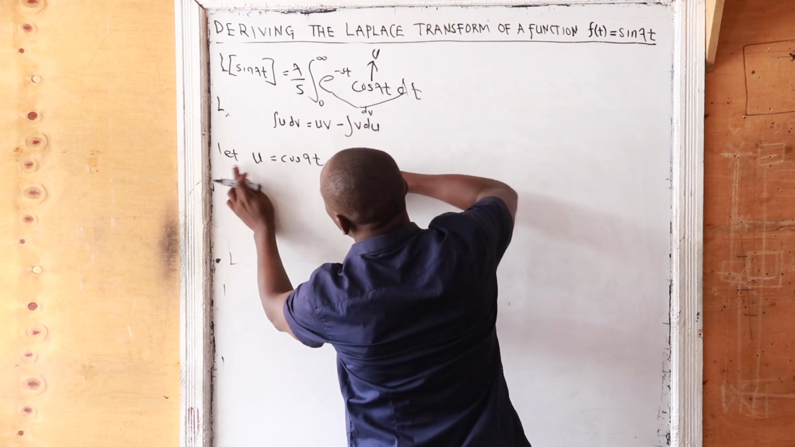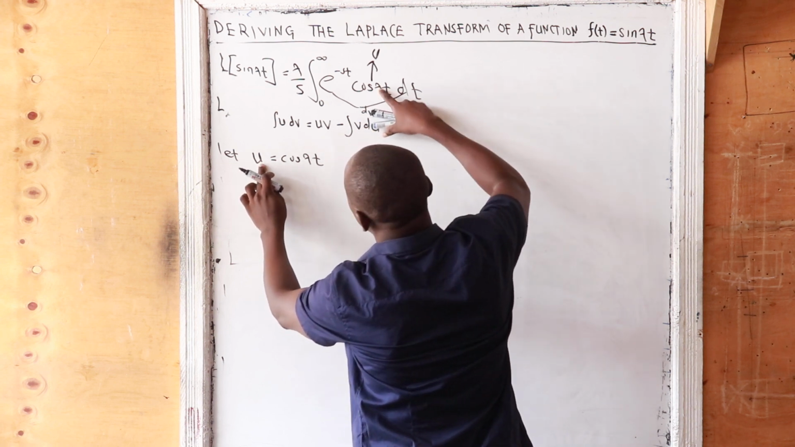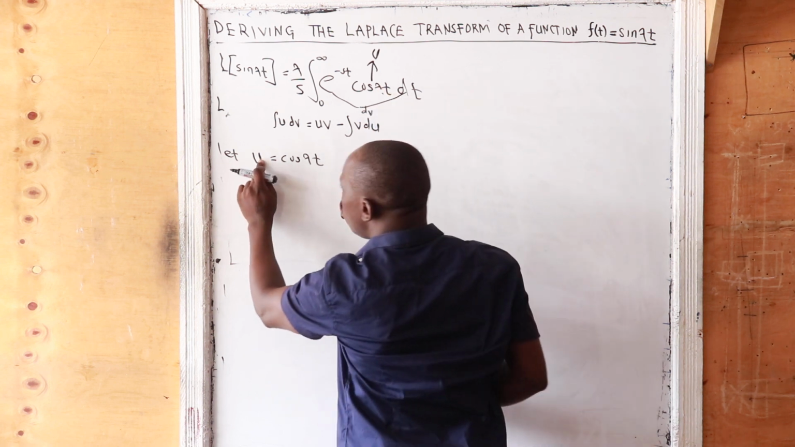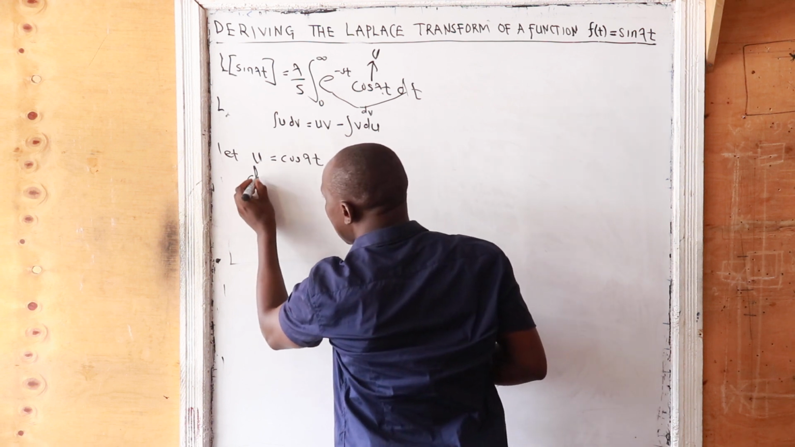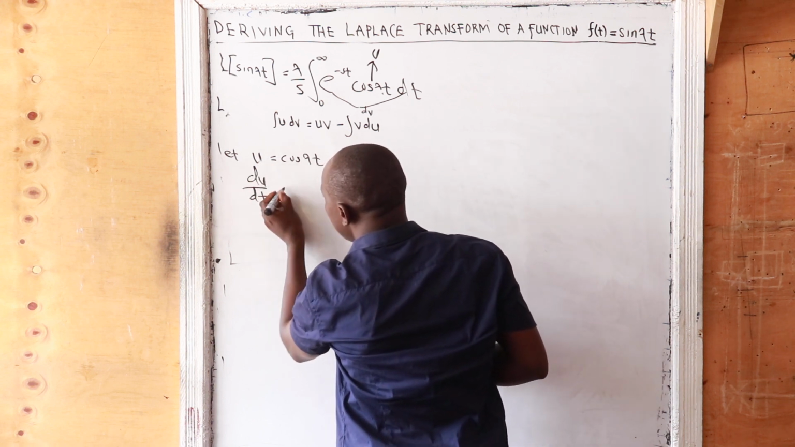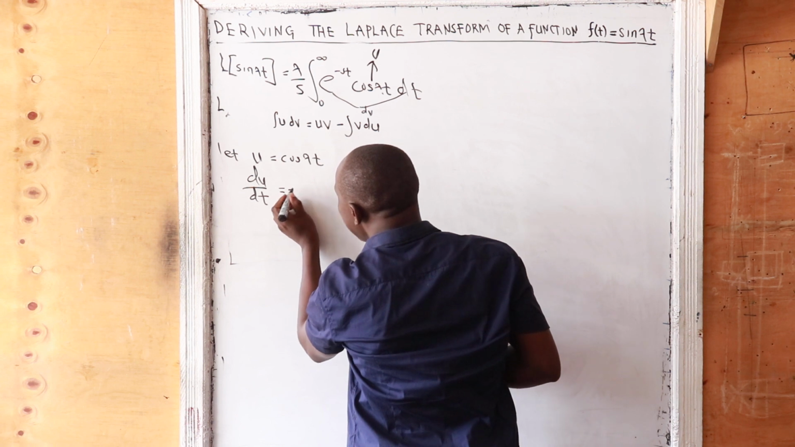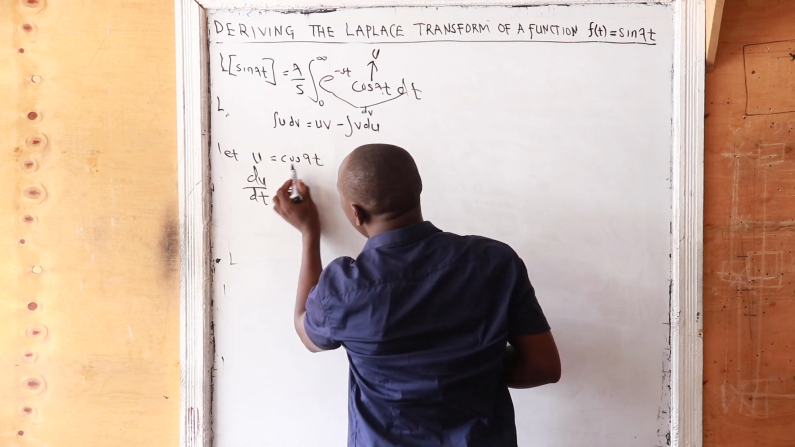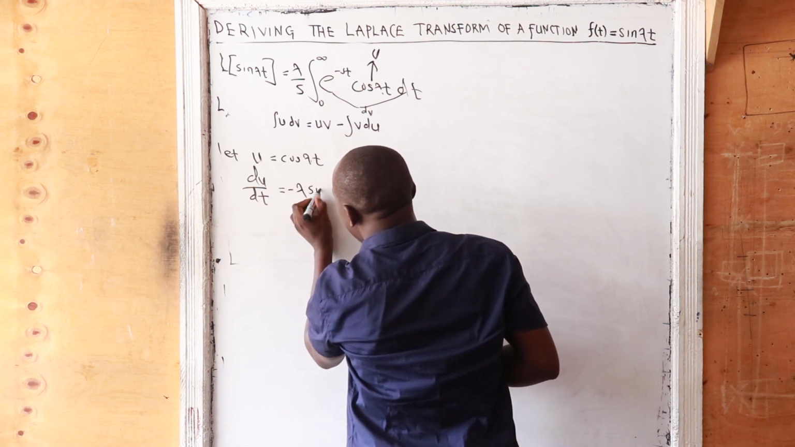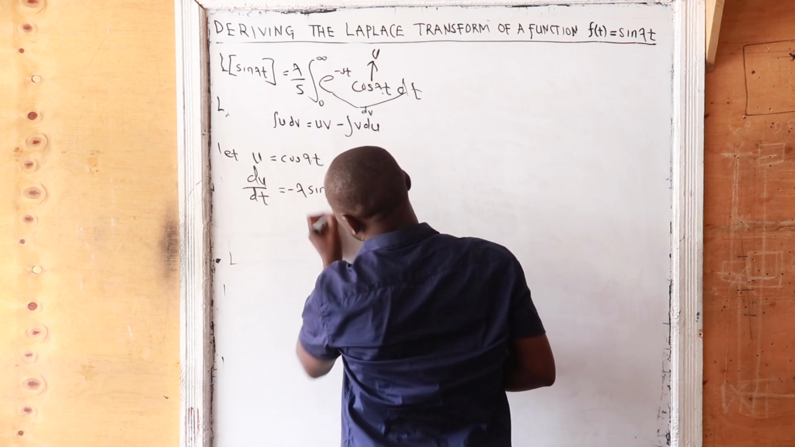So we have let u be equal to cos lambda t. If you differentiate u with respect to t, we are going to get du dt equal to minus lambda sine lambda t, since differentiating cosine gives minus lambda sine lambda t.